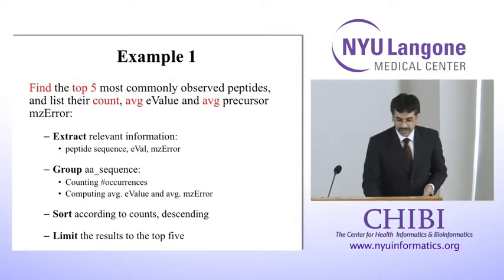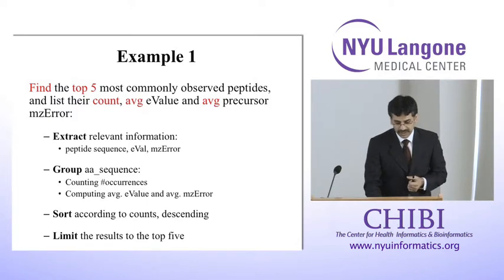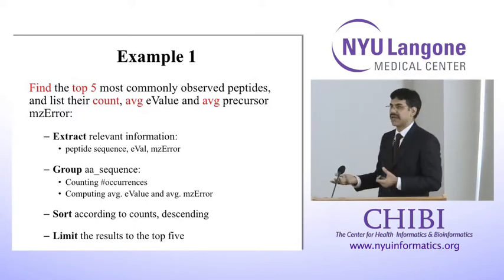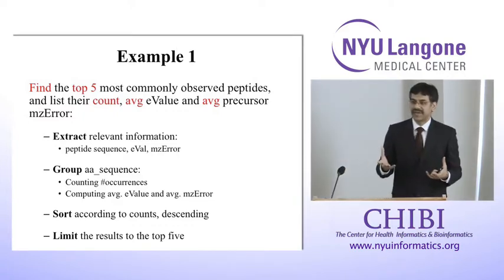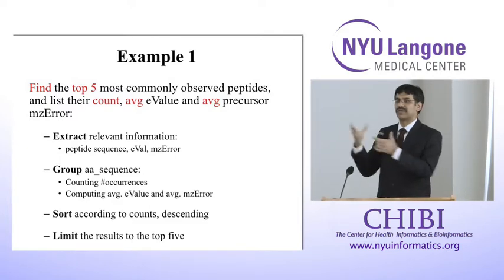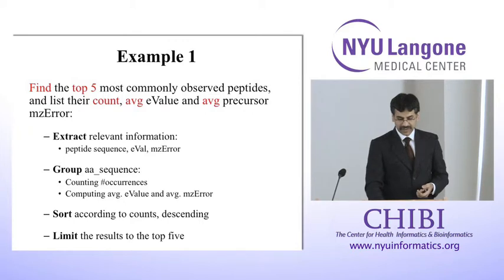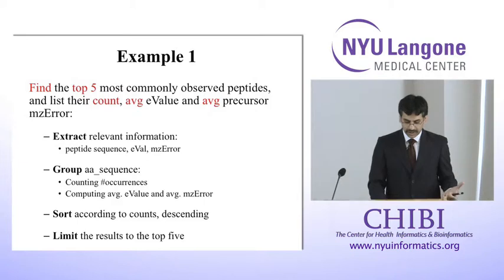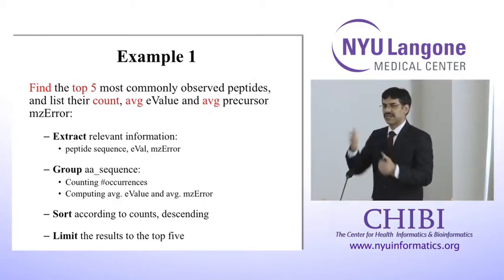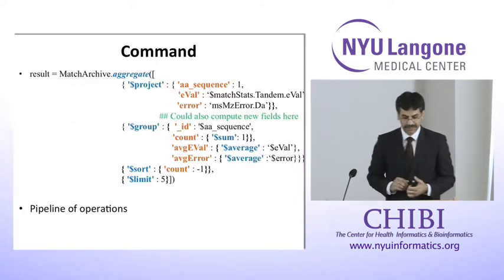We can break this operation down into several steps. First, we extract the relevant pieces of information: the peptide sequence, the e-value, and the error. We group all these according to amino acid sequence because we want to compute the count and the average for every peptide sequence. Then we sort according to the counts in descending order and limit the results to the top 5. That's the basic set of operations you would require to do this query.